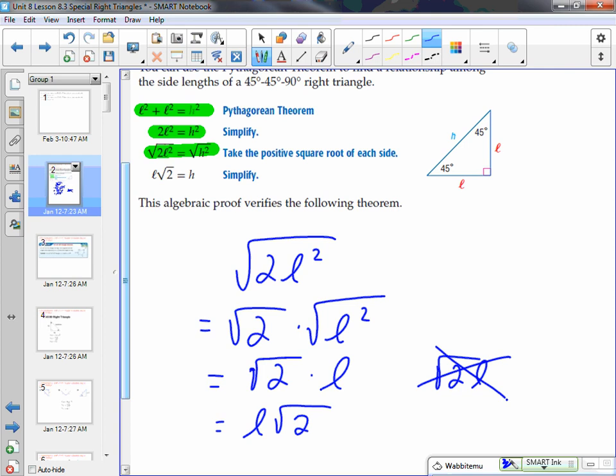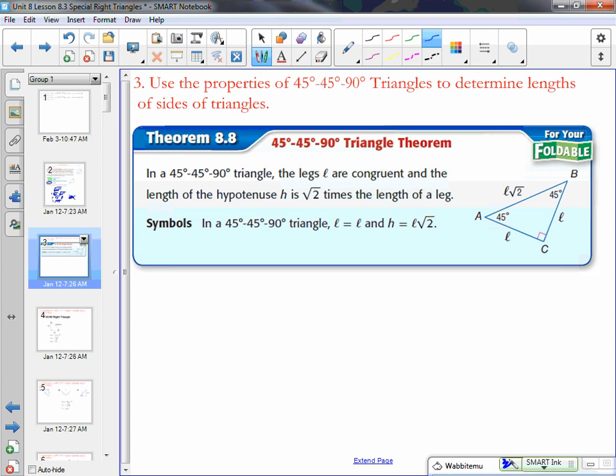So that's an algebraic proof that whatever the length of a leg is, times the square root of 2, is the hypotenuse. For instance, because the legs are congruent to each other, if the length of the leg is 5, then the length of the hypotenuse is 5 times the square root of 2. I don't have to rework the Pythagorean theorem. That's what it's going to equal. Here's our theorem for the 45, 45, 90 triangle. It tells us that the hypotenuse equals the leg times the square root of 2, which we just did an algebraic proof of.